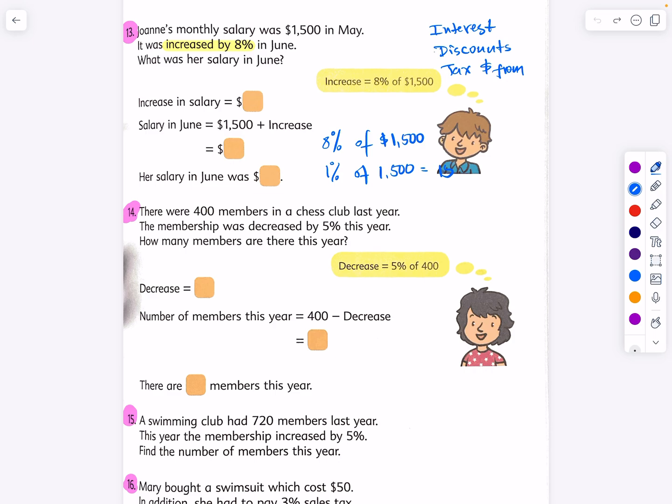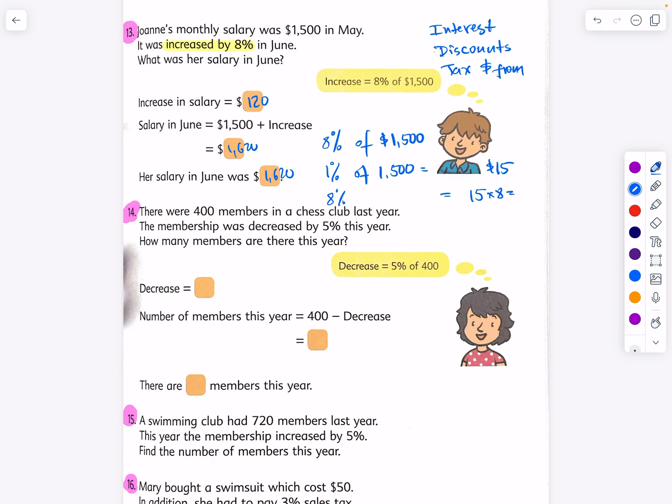Is $15, right? To find 1%, we divide by 100. Therefore, 8% will be 15 times 8, which is $120. So that means Jane got a $120 pay raise. That's what 8% is, a $120 pay raise. Now, what do we do? Well, we say 1,500 plus 120 is $1,620. $1,620 was her salary in June. Next problem.